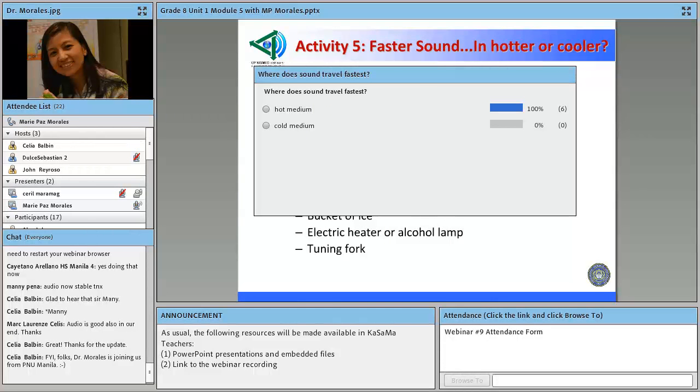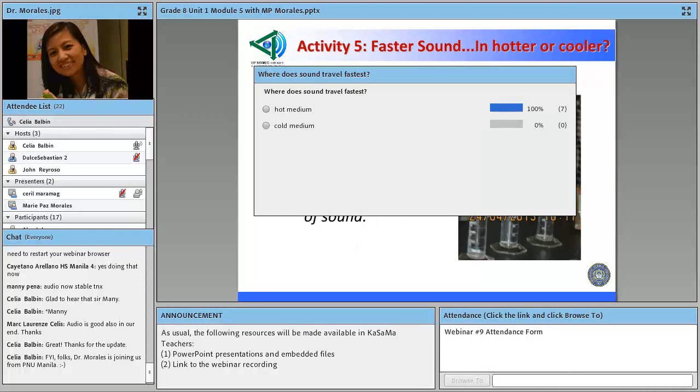Hot medium. Ayan, maraming sumagot ng hot. Opo, 7 sa kumpara sa wala. Ayan. So, thank you, ma'am.